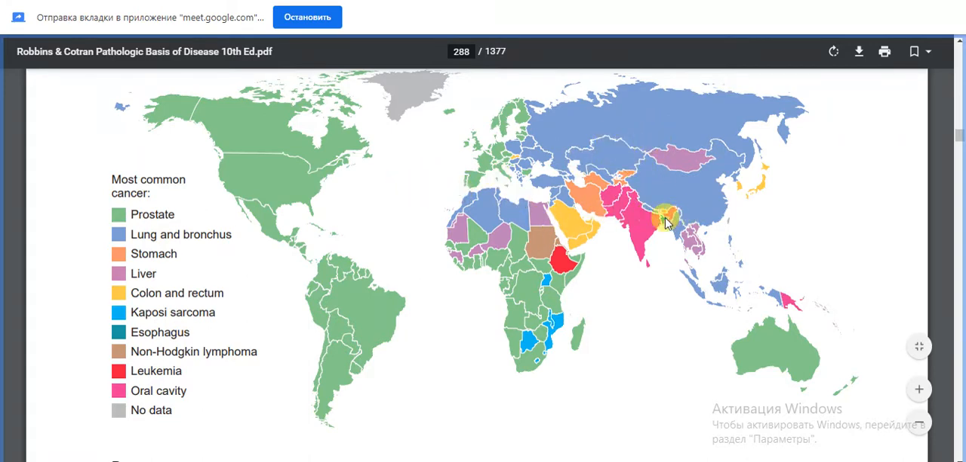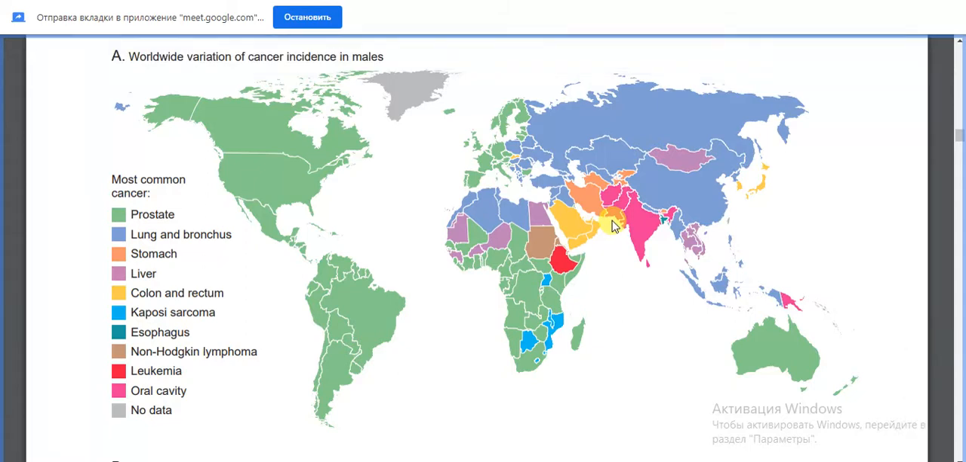But take a look at India, Pakistan, and Afghanistan. In India, Pakistan, and Afghanistan, we have oral cavity tumors. Sorry, I said infection; I meant oral cavity tumors. What is it related to? Actually, it is related to chewing tobacco. I don't remember how it's named, but it's a specific way of chewing something.